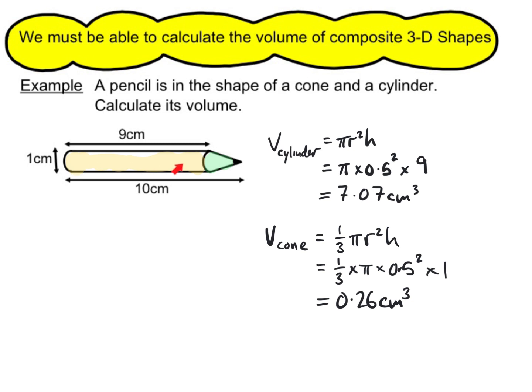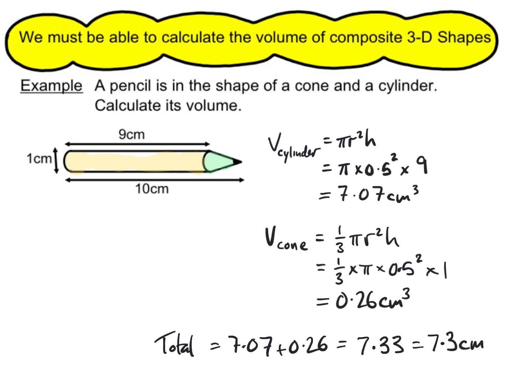And then what I need to do is to get the volume of the whole of the pencil here, add the cylinder and the cone together. So add this answer and this answer together. Now when adding parts together, I'll generally use the word total. So total equals 7.07 plus 0.26, which comes to 7.33, and we might just round that to 1 decimal place, because most of my working there was to 2 decimal places, so 7.3 cubic centimetres.